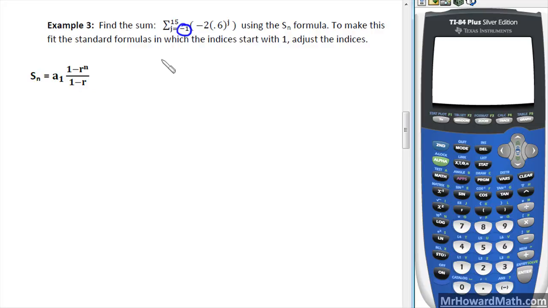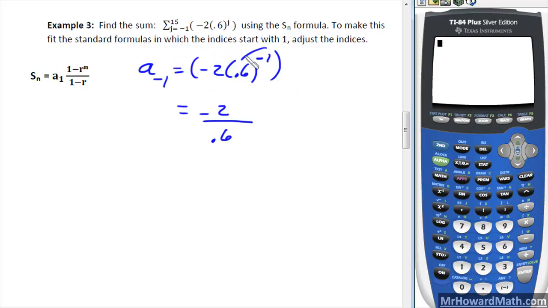So we're starting with negative 1 though, so we need that actual first term starting with an index value of negative 1. So the original a sub negative 1 is equal to negative 2 times 0.6 raised to the negative 1 power. We're just plugging in a negative 1 there for the j value in this case. So that would be equal to negative 2 divided by 0.6 because we're raising 0.6 to the negative 1 power. So we move that down into the denominator and make the exponent positive. Exponent of 1 is not needed there to be listed.